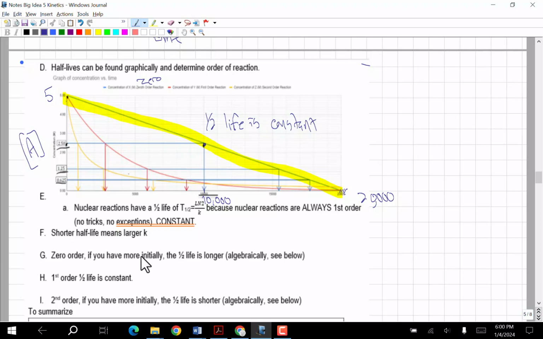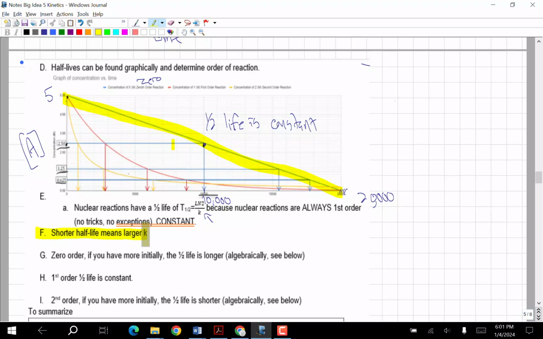0 order. If you have more initially, the half-life is longer. Okay. So, oops, I think I looked at the wrong one. Yeah, I looked at the wrong one. So half-life is constant on that line, okay? So nuclear reactions have a half-life of T1/2 equals ln2 over K, because nuclear reactions are always first order. No tricks, no exceptions, it's constant. A shorter half-life means a larger K. So these are things algebraically you can play around with, but it's really good to know, okay?